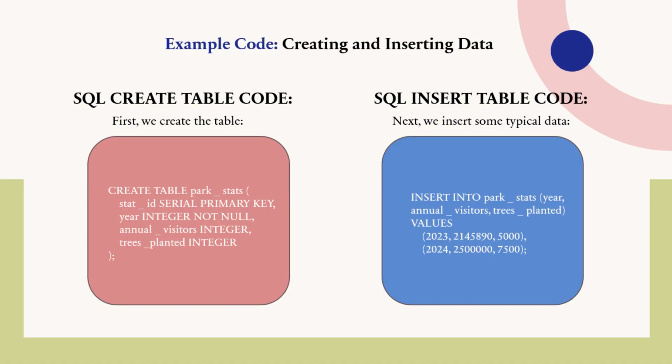In this code, we use integer for annual visitors and trees planted. Since the count of visitors can easily exceed 32,767, the standard 4-byte integer is the appropriate medium-sized bucket to use, as it can hold values up to 2.1 billion. If we attempted to insert an entry like 2025, 300,000.5, 6,000, the database would immediately reject the row and issue an error because the annual visitors column cannot store the fractional component of 0.5.